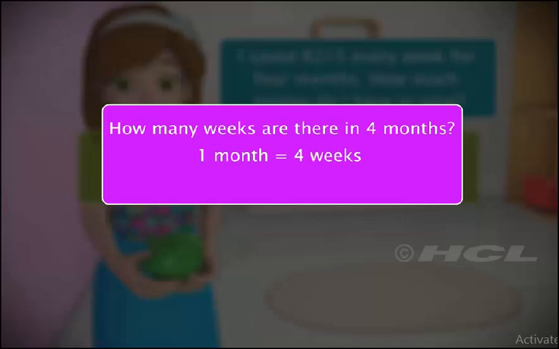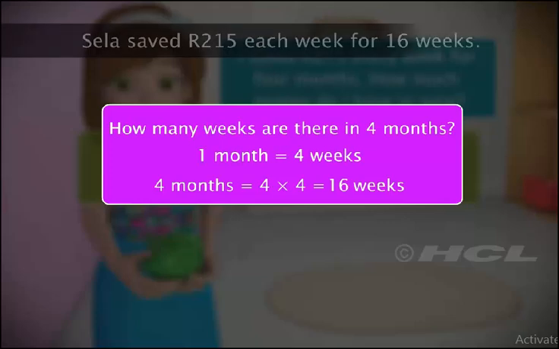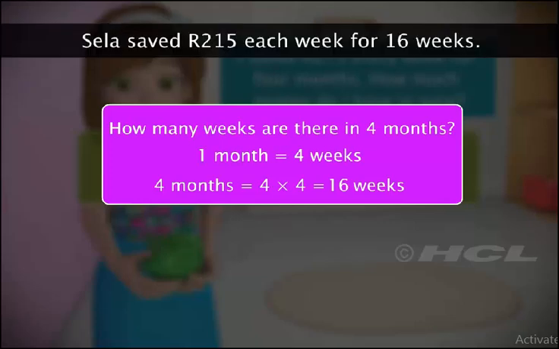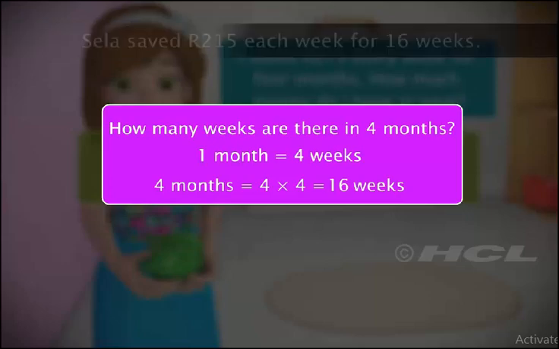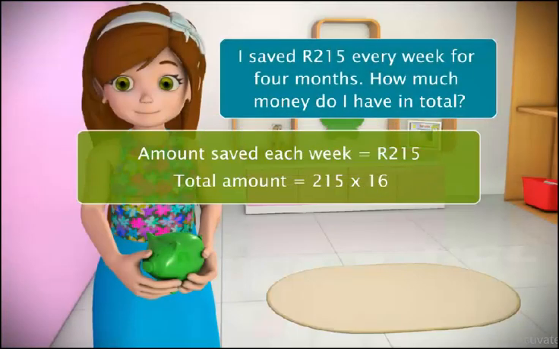4 weeks make a month. Thus, 4 months will have 4 multiplied by 4, that is, 16 weeks. So, Stella saved 215 rands each week for 16 weeks. Thus, total amount saved will be equal to 215 multiplied by 16. Here, 215 and 16 are called the factors.